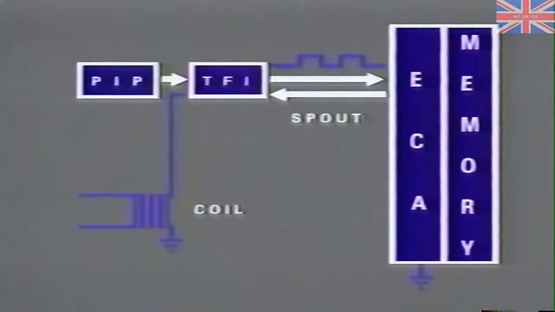If you recall the ignition circuit, we illustrated where the PIP sensor sends a signal to the ignition module and then to the ECA. The ECA assembly returns a spout signal back to the switching transistor in the TFI assembly to control the primary current flow through the ignition coil.